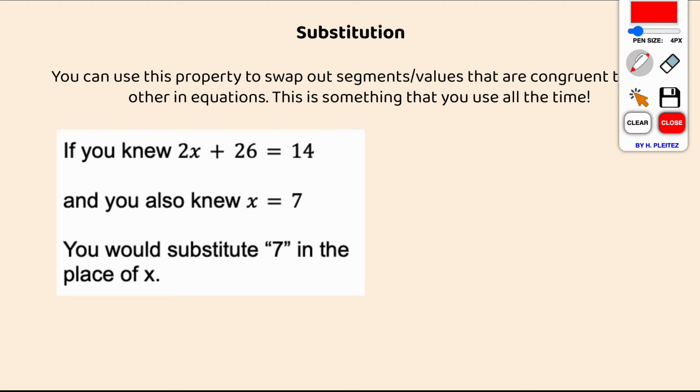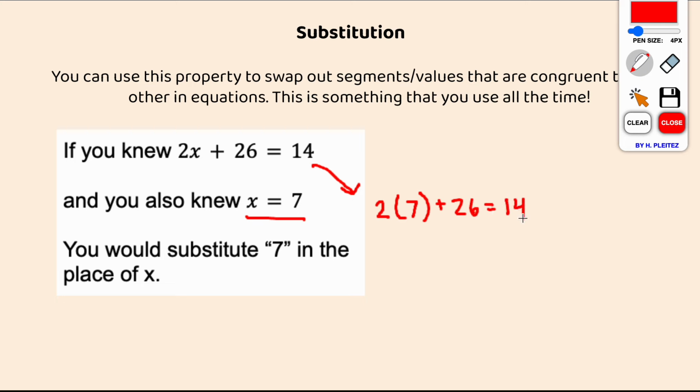So let's say numerically, we have the equation 2x plus 26 equals 14. Let's say we also knew that x is 7. You would ask, how do I solve this? You would substitute the value of x back in, right? So it's the same concept. You would rewrite the equation as 2, and then substitute in the value of x, so technically you're doing 2 times 7 plus 26 equals 14, right?